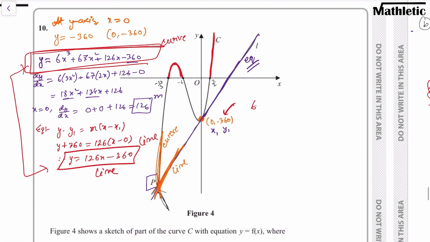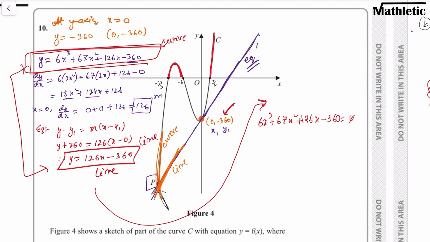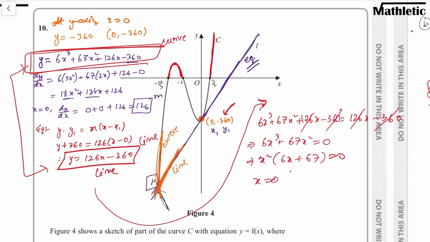So this is the continuation of part C here. So 6x cube, 67x square. I'm just using the equation of the line and the curve, and I'm equating them. As you can see, these are cancelled out. We are left with 6x cube, 67x square equals 0. Then x square, 6x plus 67. So x is 0, or x is minus 67 by 6.